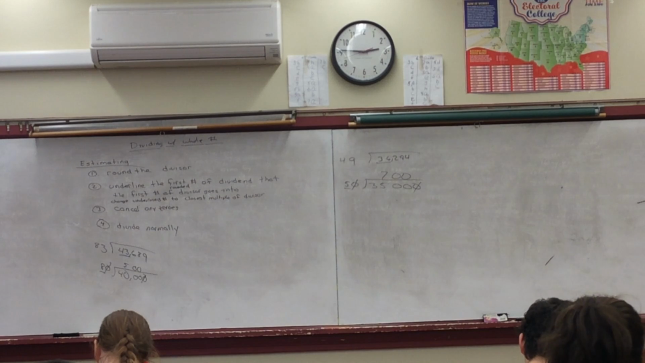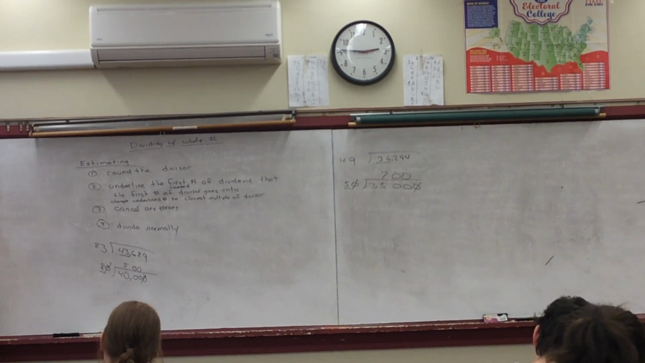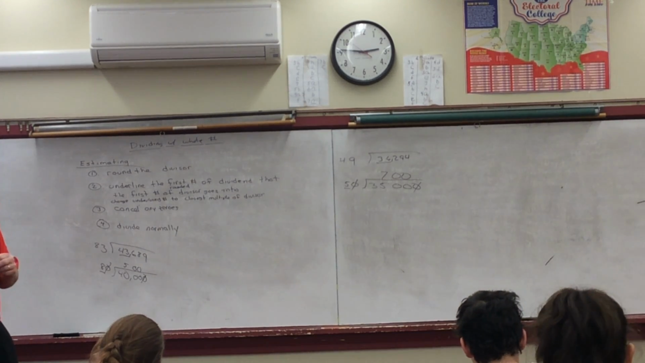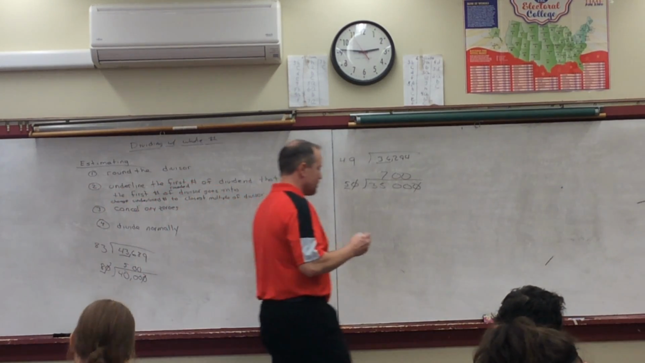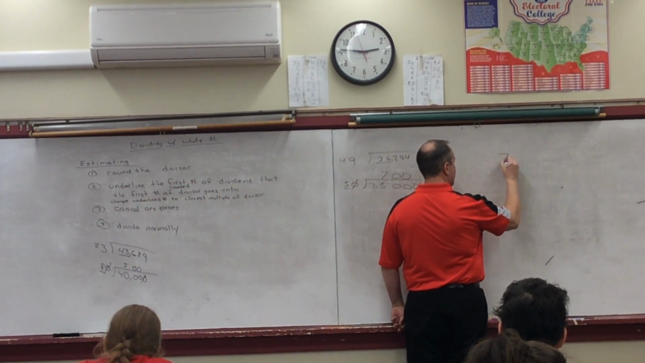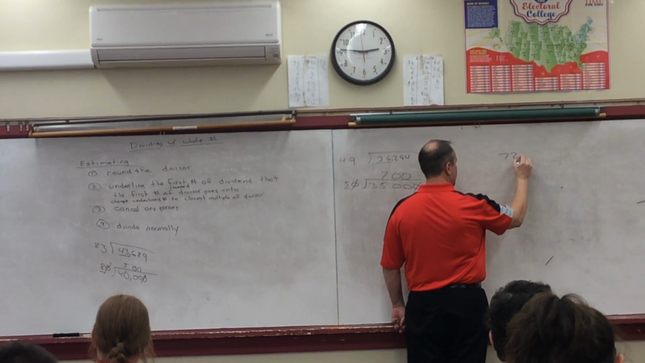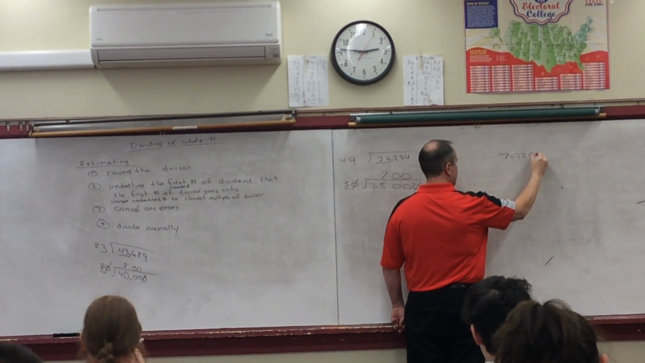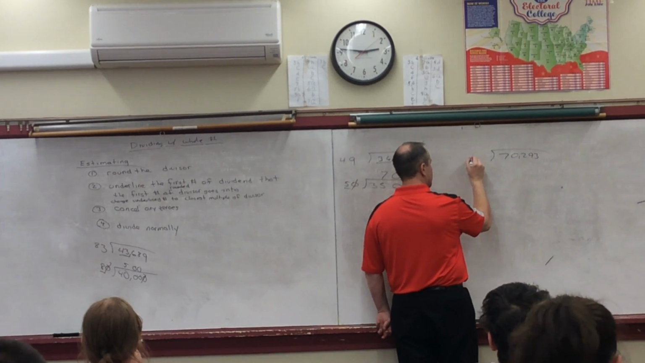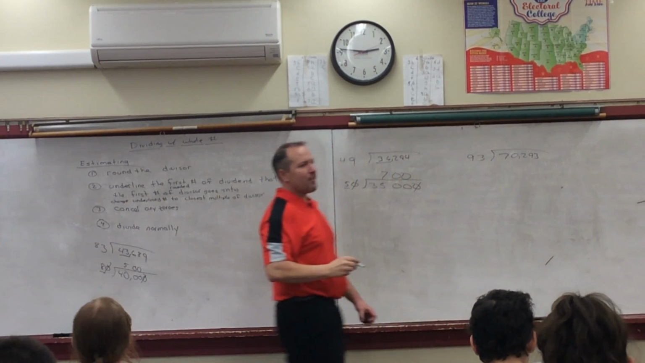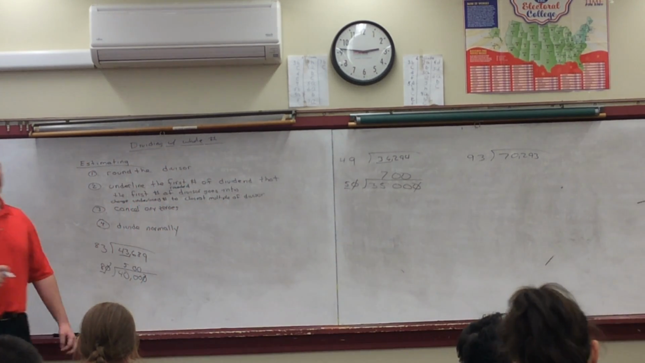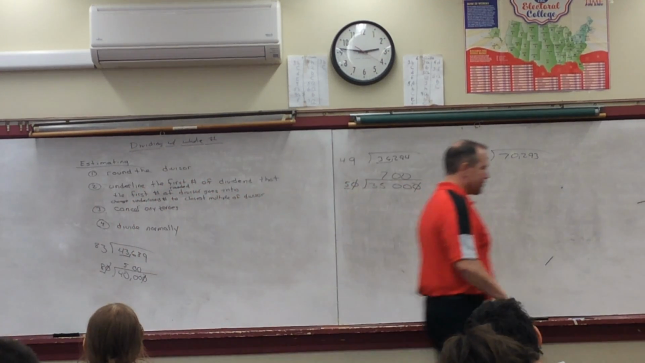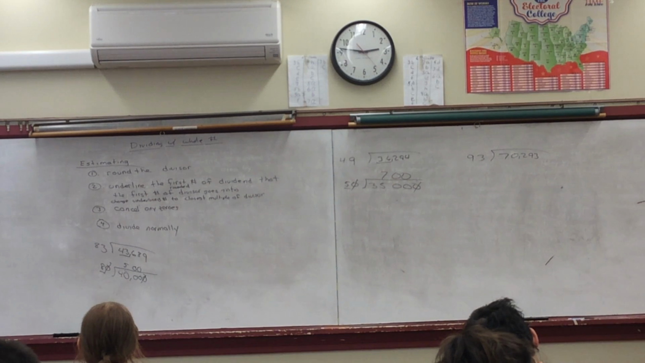Okay? Keep your notebooks out real quick and get your board. 70,293 divided by 93. Go ahead and estimate that. I'm going to let you go do the whole step. Everything? Yep. Go ahead and do everything.